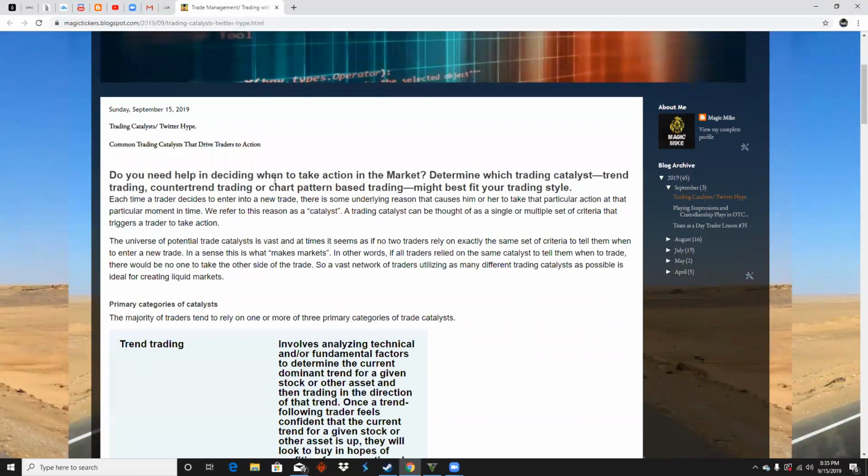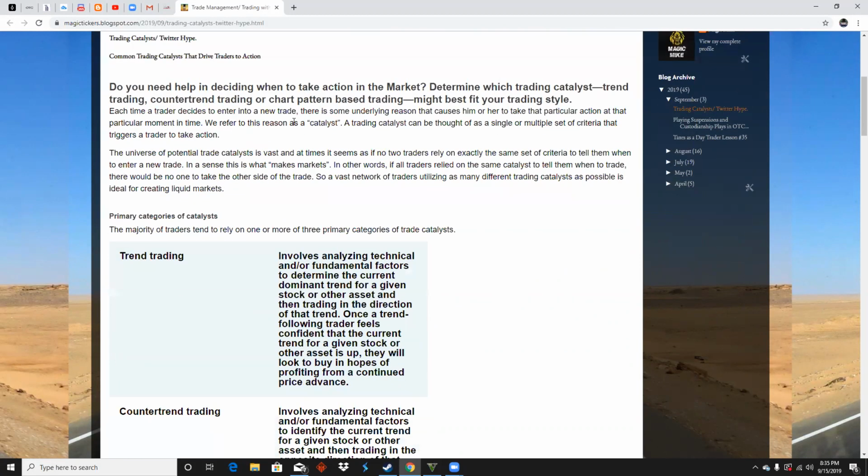Do you need help in deciding when to take action in the market, to determine which trading catalyst, trend trading, counter trend trading, or chart pattern based trading might best fit your trading style? Each time a trader decides to enter into a new trade, there is some underlying reason that causes him or her to take that particular action at that particular moment in time. We've referred to this reason as a catalyst.